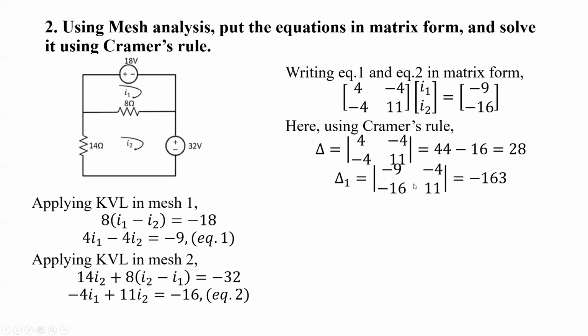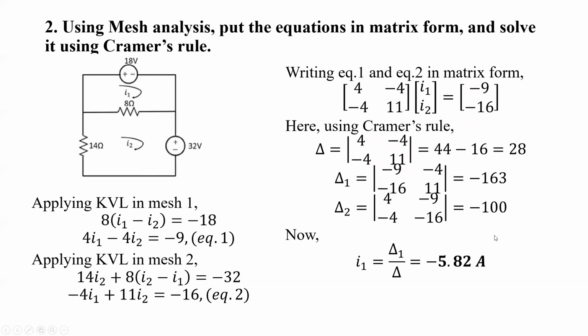Delta 1 will be given by the determinant of the coefficient matrix if we replace the first column by the right hand side matrix. Other elements are the same. In this way, we can calculate delta 1. And for delta 2, we'll be replacing the second column of the coefficient matrix by this RHS term. And we got delta 2 equals minus 100.